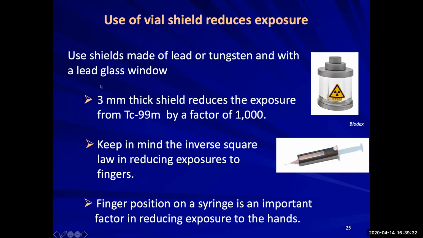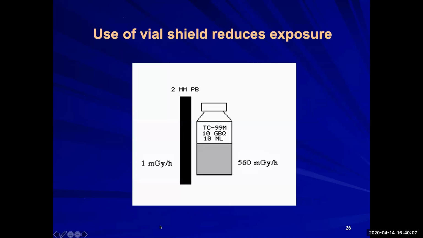So as we said, use shield made of lead or tungsten and with lead glass to protect yourself. A 3 millimeter thick shield reduces the exposure by a factor of 1,000 if you just put the vial inside this lead shield. Keep in mind the inverse square law in reducing the exposure to fingers. When you handle the syringe, you put your finger as far as possible from the radioactivity in the syringe. Finger position on a syringe is an important factor in reducing the exposure to hands. We can see here that this is the vial containing 10 gigabecquerel of technetium-99m. If we have 2 millimeter of lead, the dose behind the lead is about 1 milligray per hour, while without shield it's 560 milligray per hour. You see the difference if you handle it from here or you handle it from here.